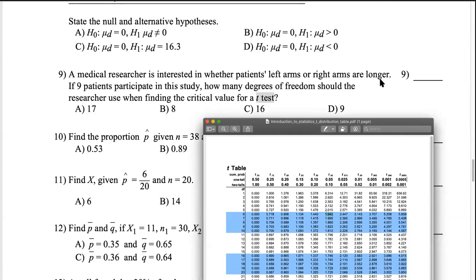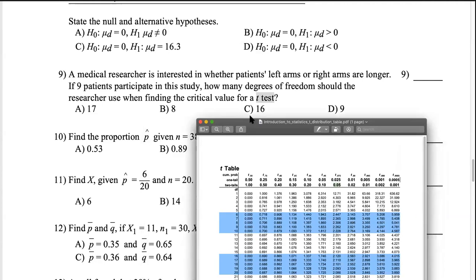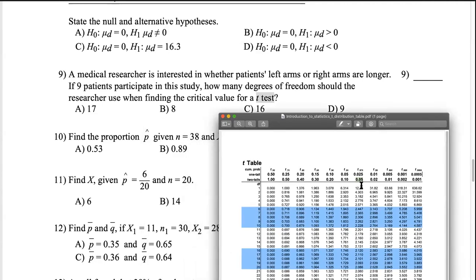Do they specifically say whether the left is longer or the right is longer? They did not say that. It's just by two sides. Everybody, two tails by default. There's no alpha specified here, so alpha is 5%, everybody, right?